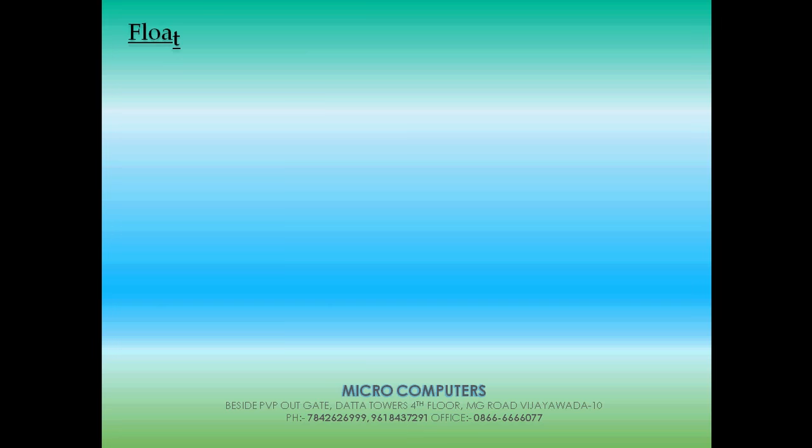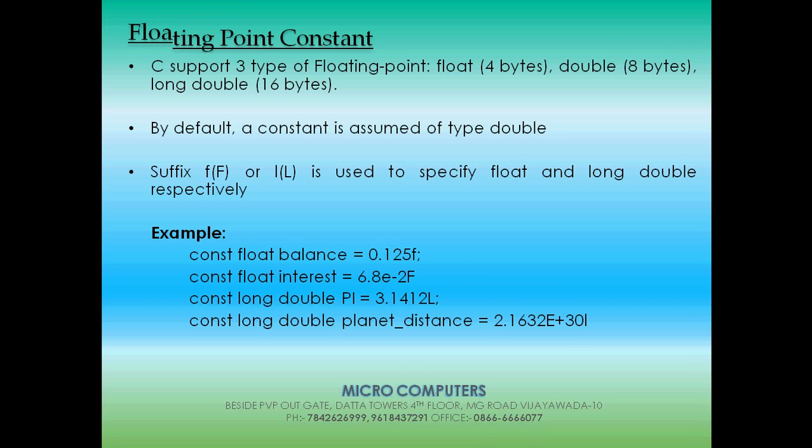Coming to floating point constant, it has an integer part, a decimal part, a fractional part, and an exponent part. We can represent floating point constant in decimal or exponent form. While representing decimal, you must include the decimal point, the exponent, or both. And while representing exponent, you must include the integer part, the fractional part, or both. The signed exponent is represented by lowercase e or by uppercase E.